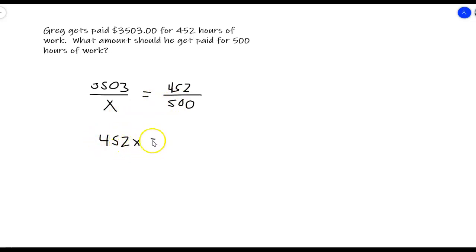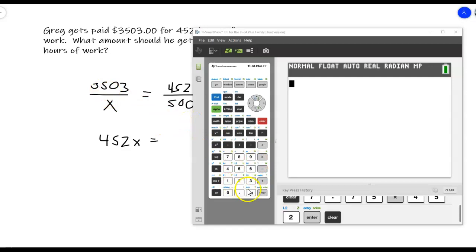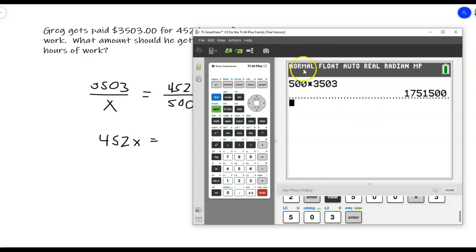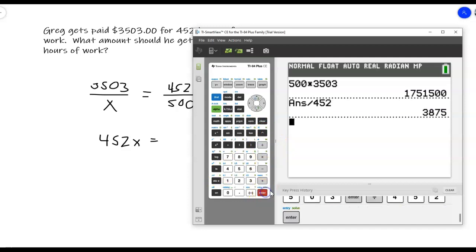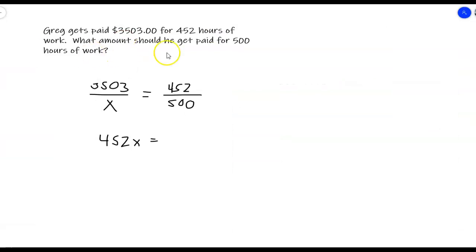452 times x is equal to, and using the calculator, 500 times 3503. Make sure that's right. Yep. And I'm going to get a really big number here: 1,751,500 on this side, and then I have to divide both sides by 452 to get the answer. So I'm just going to go ahead and divide this by the 452 now, and I get an answer of 3875.